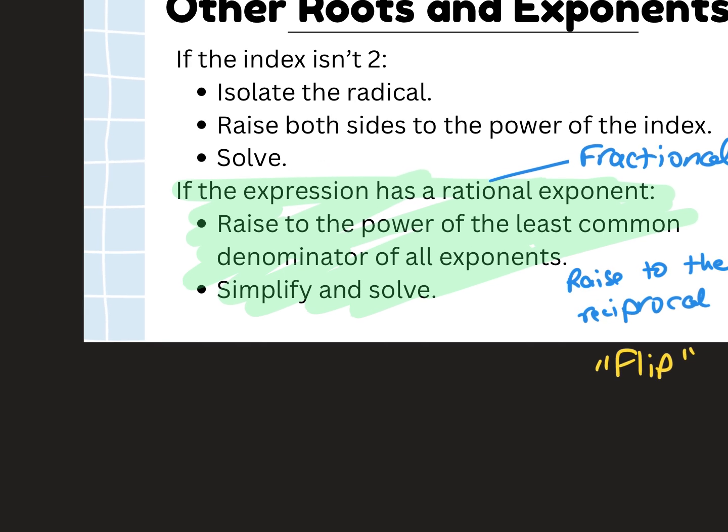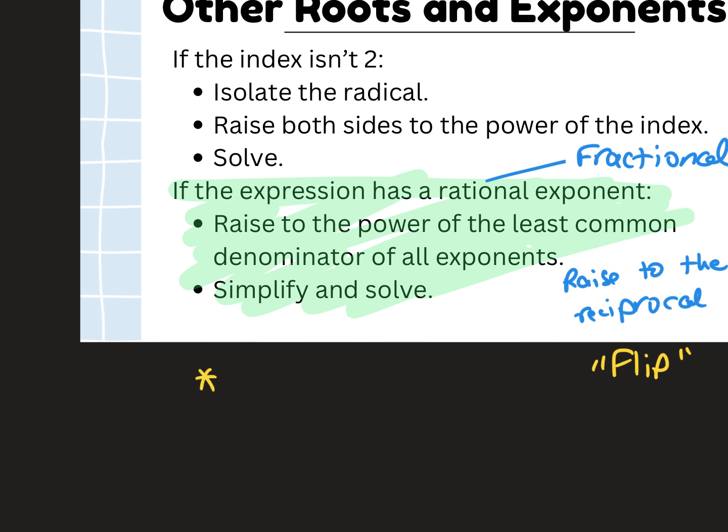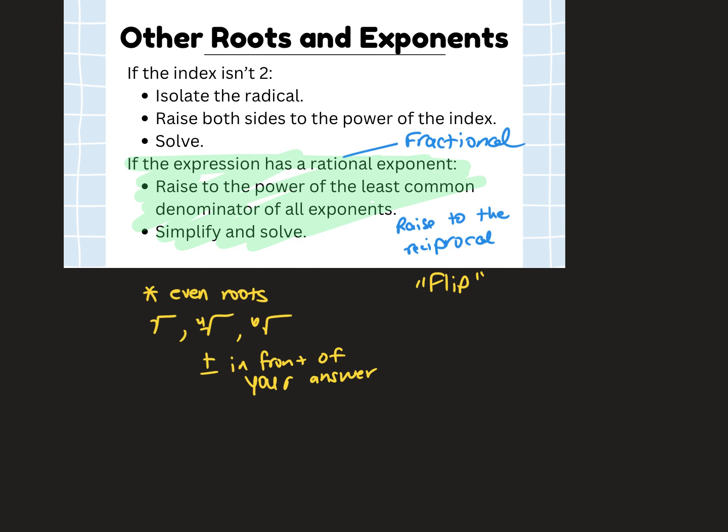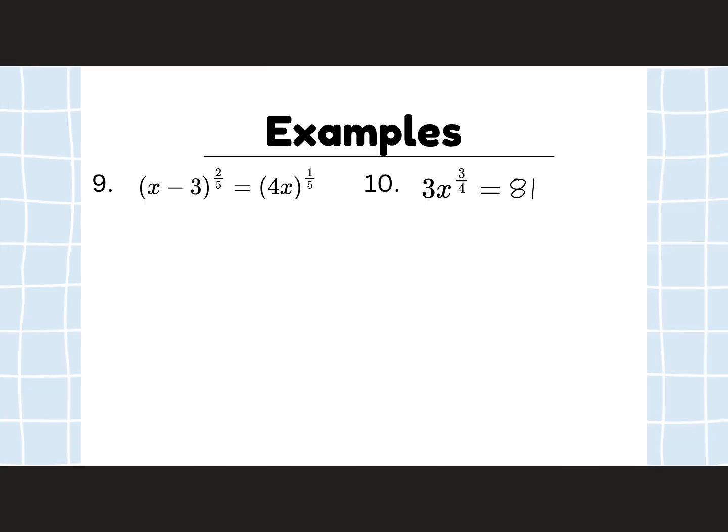All right, another thing I want you to remember, write this down. Even roots, like square root, fourth root, sixth root, whatever: plus or minus in front of your answer. You'll understand why I say that in a minute, but remember, if you take the even root of something, the square root, the fourth root, you have to put plus or minus in front of your answer. So let's look at what an example would look like here.